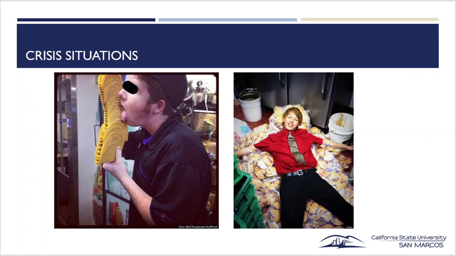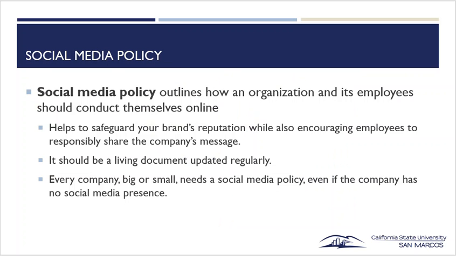So here's an example of a bad post from a company. A kid who worked at a fast food place was licking the tacos. He posted this on his personal Instagram. Not good. I think that was Del Taco or something. Here's another kid lying on a bunch of food at a fast food restaurant. It's not a good look for your company, and it may happen.